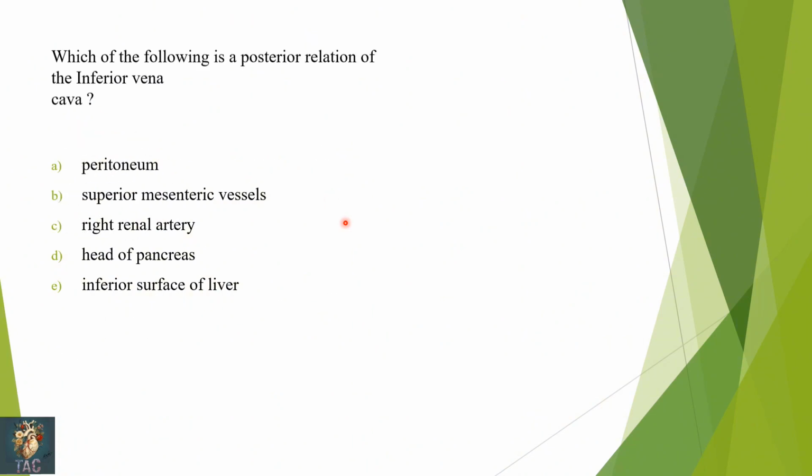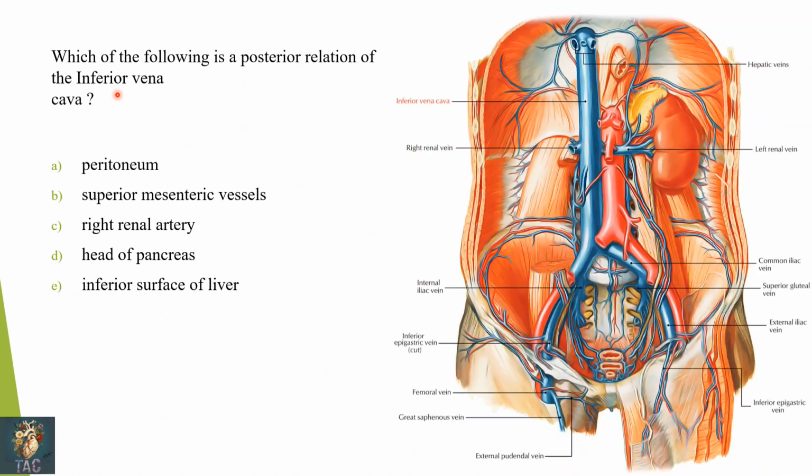Next MCQ is, which of the following is a posterior relation of the inferior vena cava: the peritoneum, the superior mesenteric vessels, right renal artery, head of the pancreas, or inferior surface of the liver. So look, this is the inferior vena cava and its posterior relation. You can see the right renal artery is present posterior to it. So this is the answer.